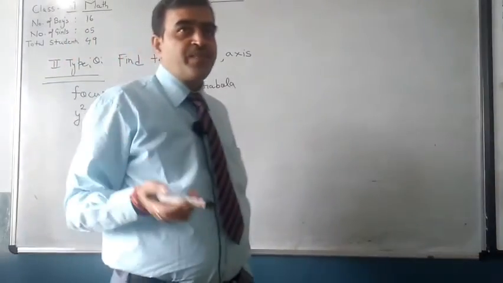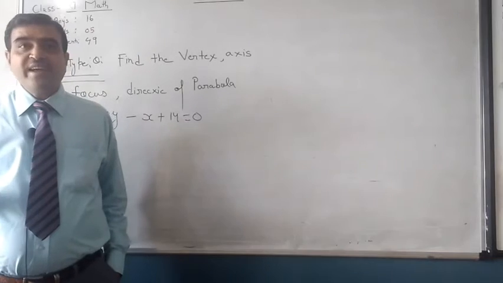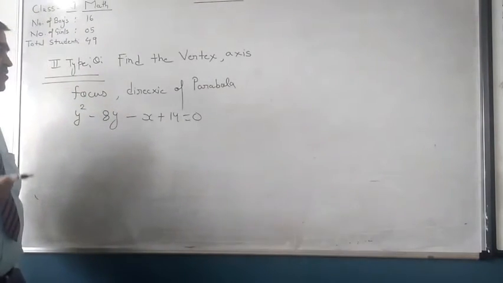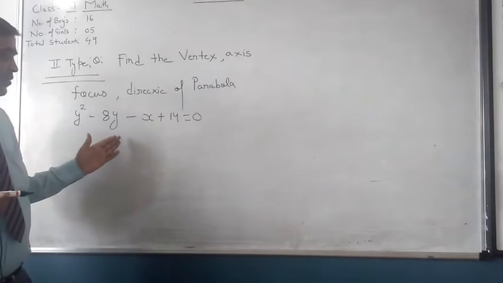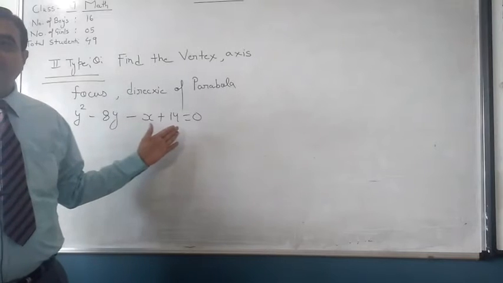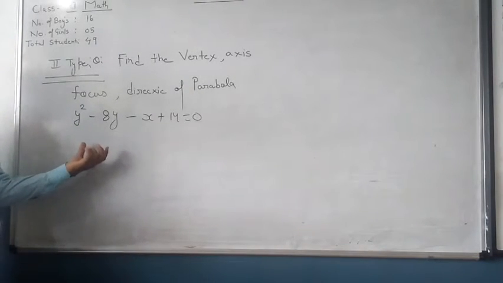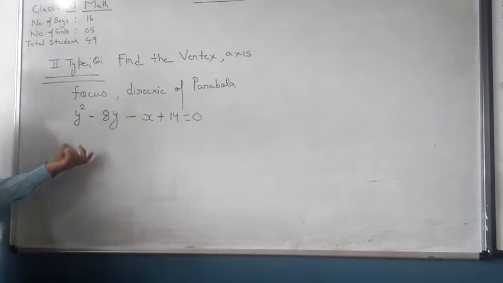Now next question. Find the vertex, axis, focus and directrix of the parabola y square minus 8y minus x plus 14 is equal to 0. This is the equation of the parabola given in the standard form.